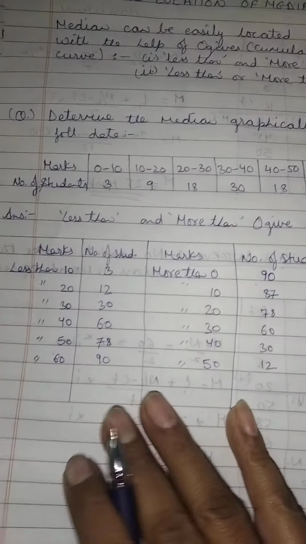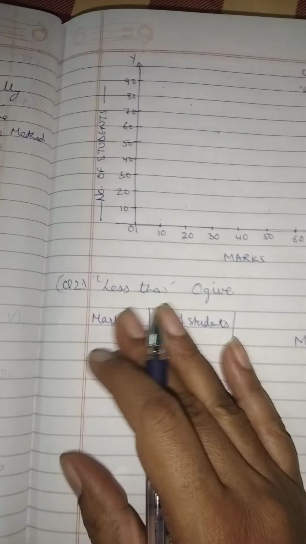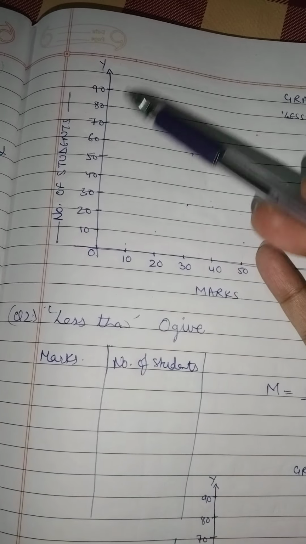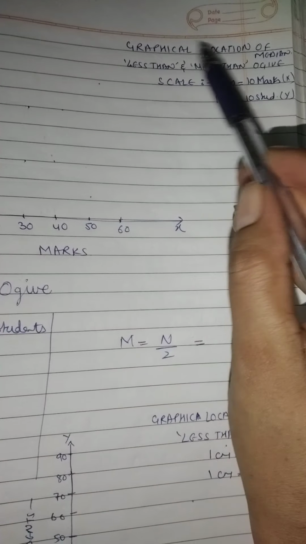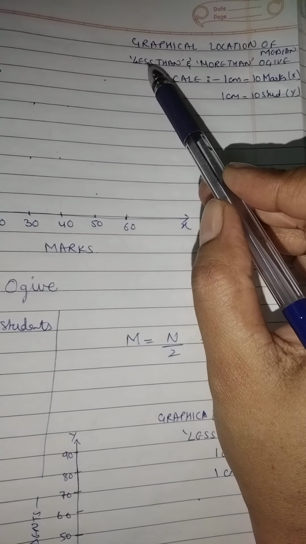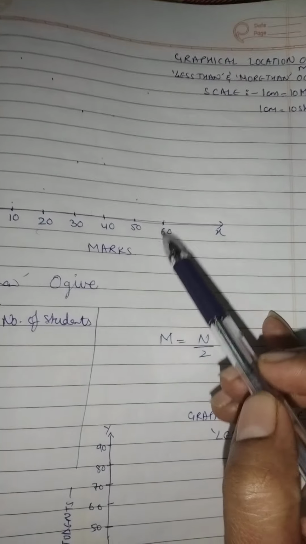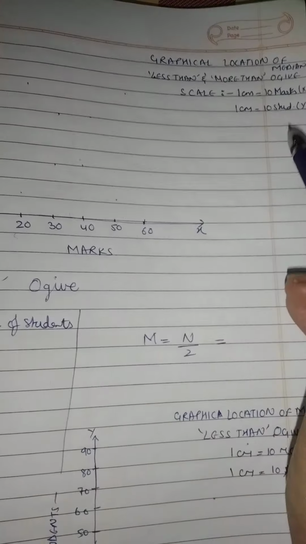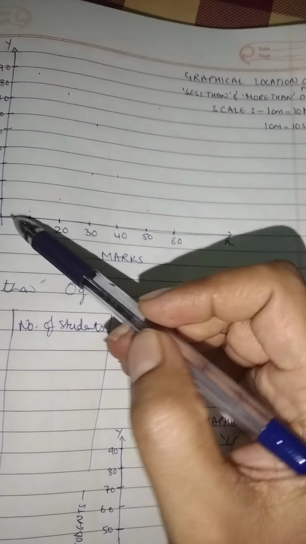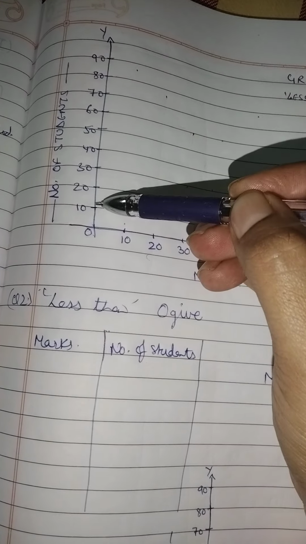Now this cumulative frequency we have to convert into a graph. So this is the graph. I have marked the numbers on the x-axis and y-axis both. Here the topic is important to write: graphical location of median, less than and more than ogive. Scale I have to take. On the x-axis, marks, 1 centimeter is equal to 10 marks, and on the y-axis, 1 centimeter is equal to 10 students.